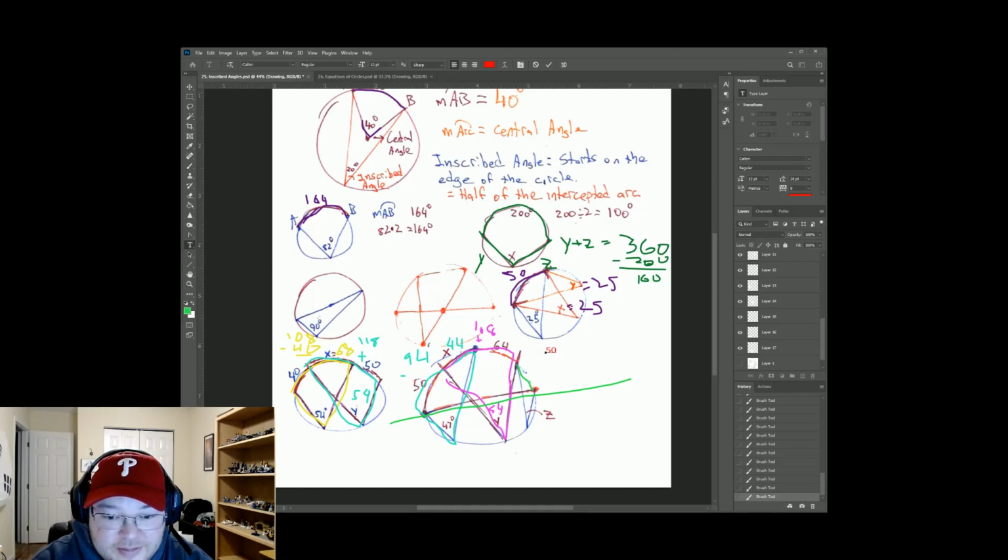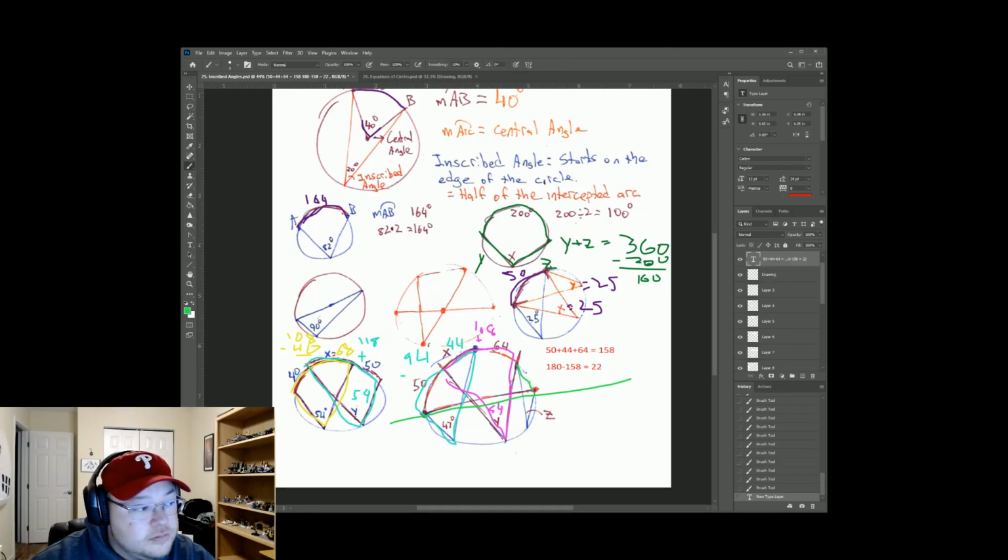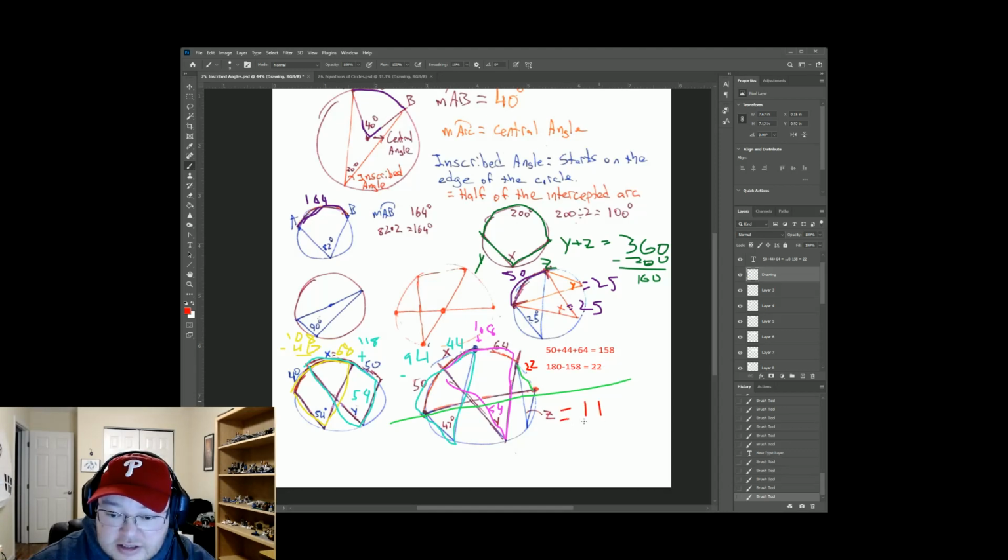50 plus 44 plus 64 equals 158. So then you do 180 minus 158, which equals, what, 22? So we know that that little bit that's left right here is 22, right? Because that was 180 degrees and we took out what we knew, which means this is half of that, which is 11.